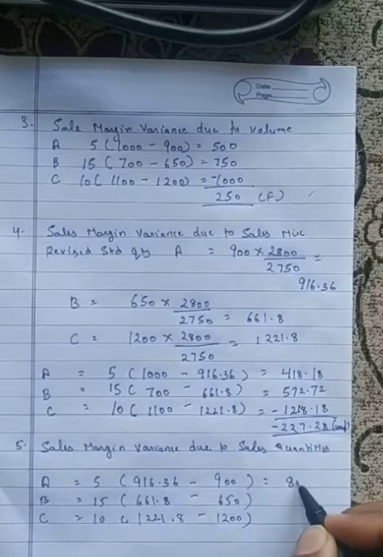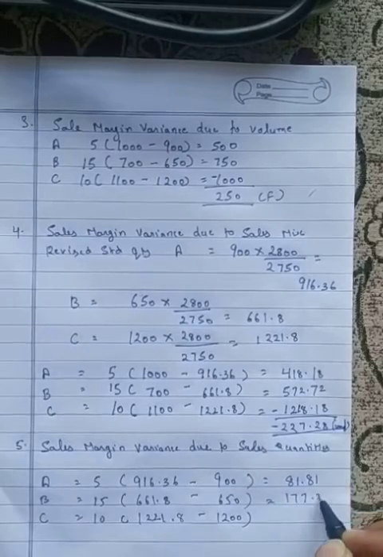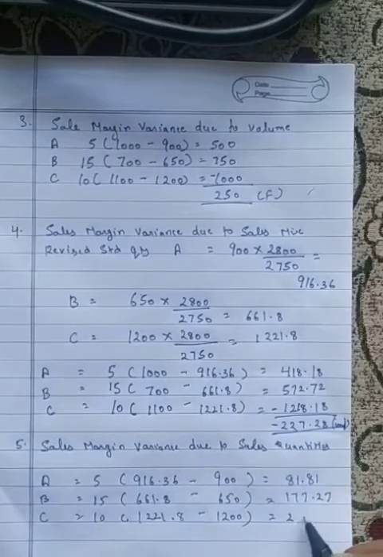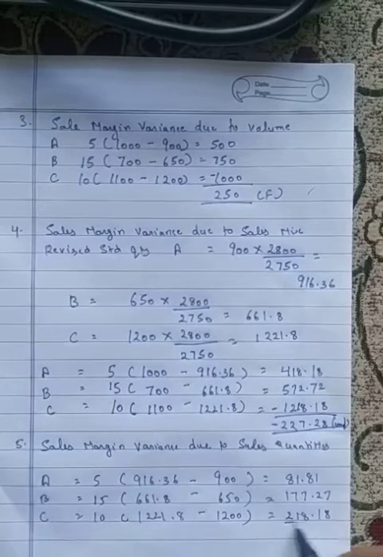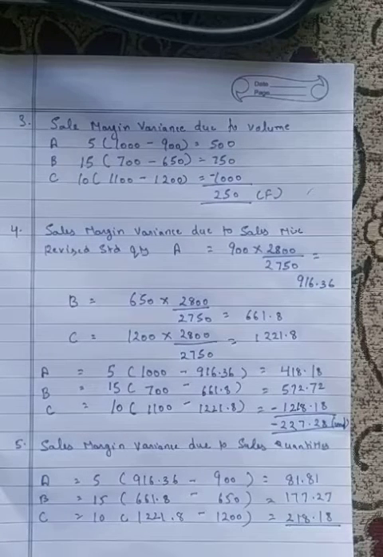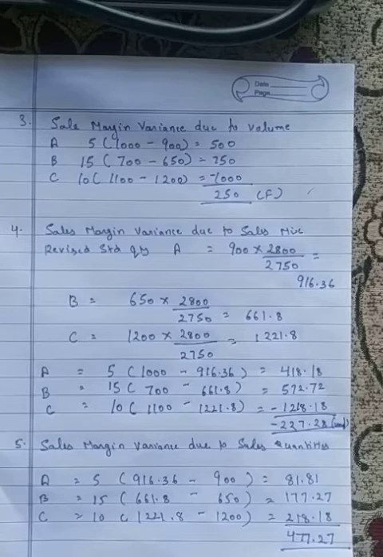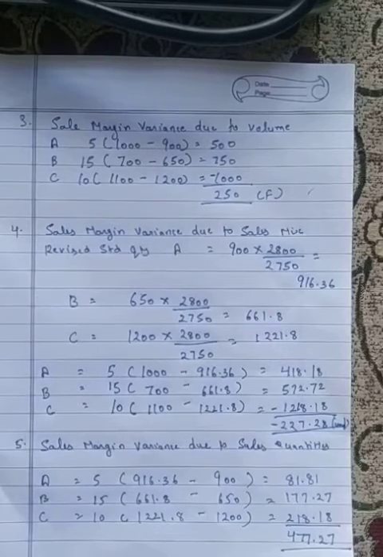Answer is 81.81, 177.27, 218.18. When you total these three, the answer is 477.27. So these are the different formulas to calculate the sales variance according to the profit method.